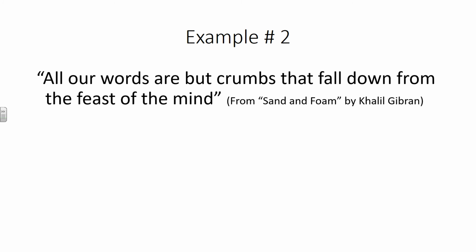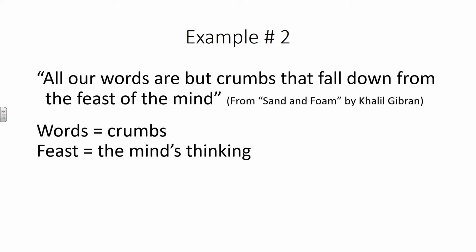Another example. All our words are but crumbs that fall down from the feast of the mind. So here, words are described as crumbs. One object, words, is described by the words that describe another object, crumbs. So the little drops that come from bread. And the mind's thinking is being described as a feast. So being described using different words than what normally apply. And again, the idea is the words and thinking are being turned into a feast with a lot of crumbs coming down from the table.